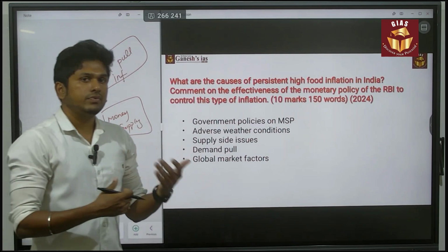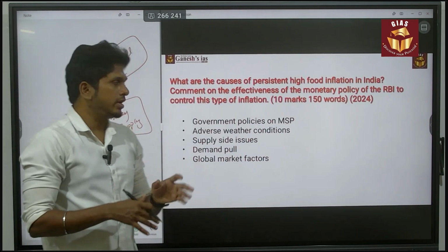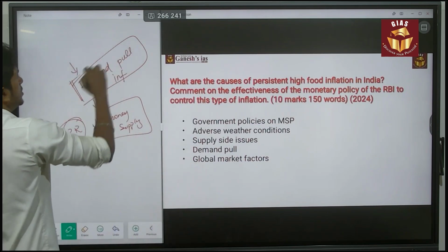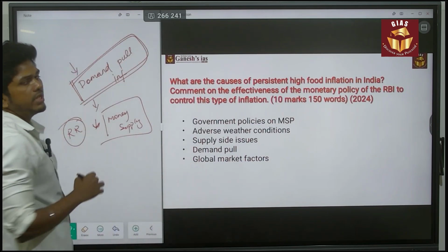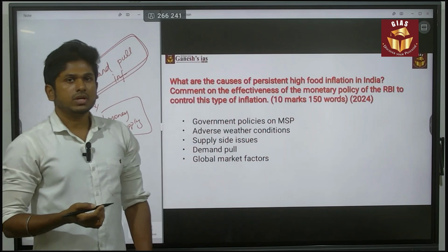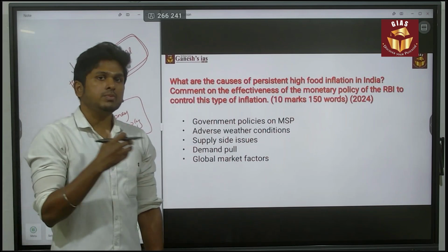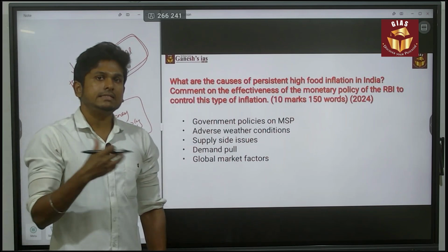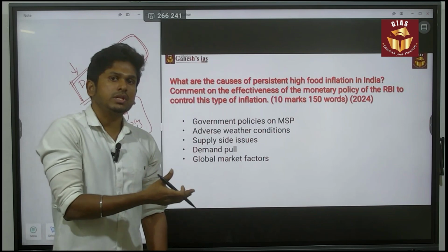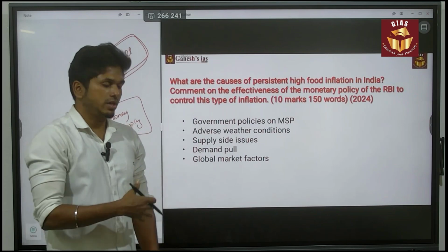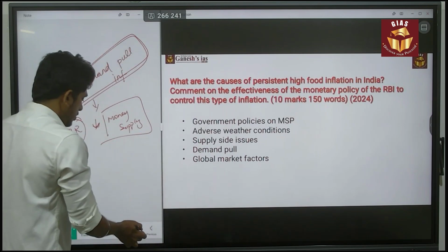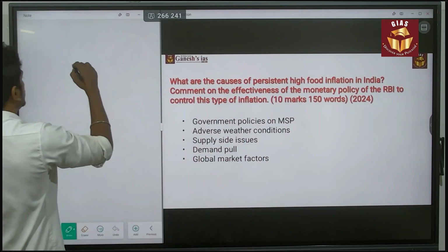So in that way, they will control the money supply to overcome the issue of this demand pull inflation. So in terms of demand pull inflation, the RBI can easily and effectively control inflation in the market. But inflation does not only happen based on demand pull.